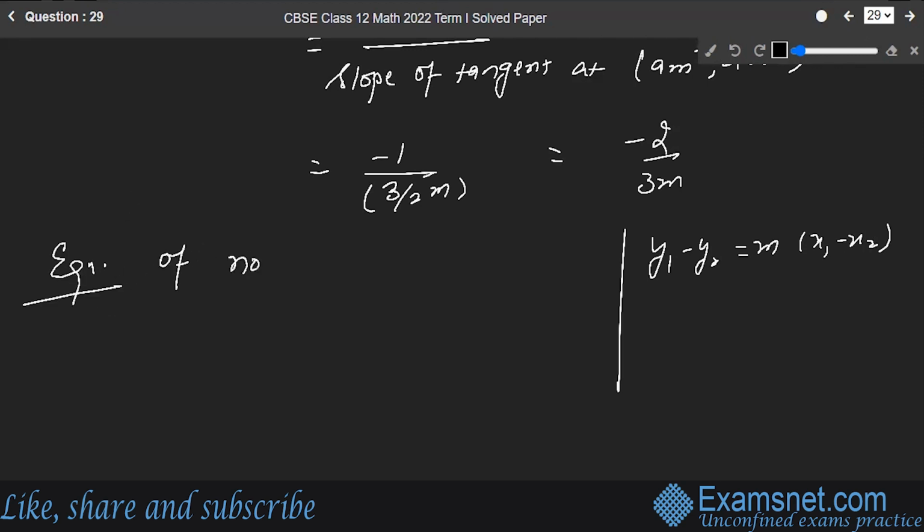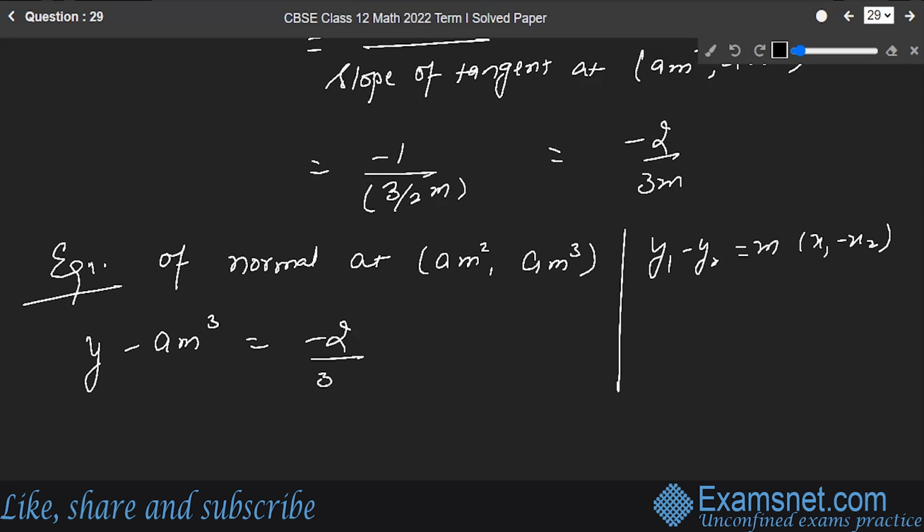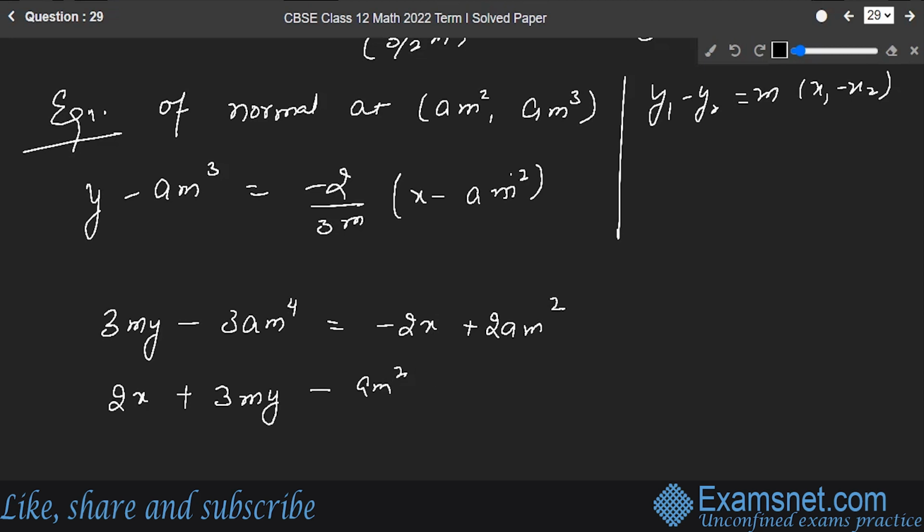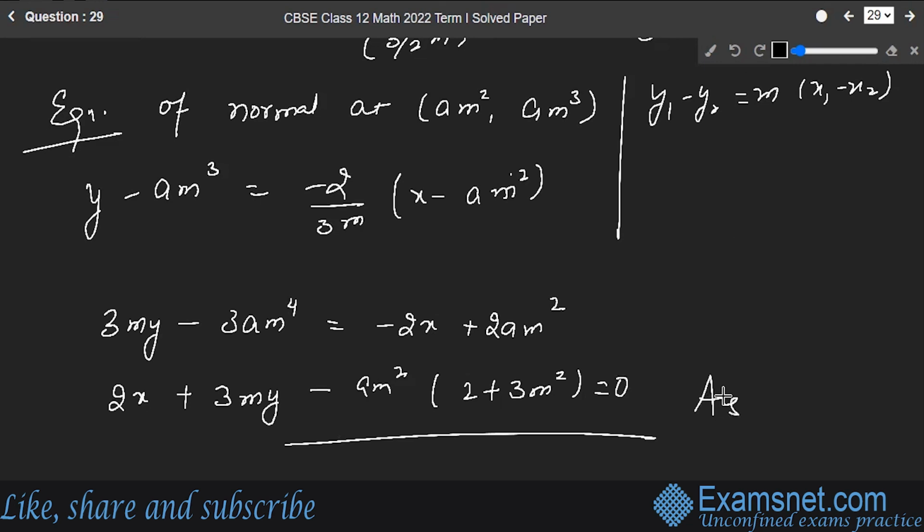So the equation of the normal at (am², am³) is given by y minus am³ is equal to -3 upon 2m into x minus am², which makes it 3my minus 3am⁴ is equal to minus 2x plus 2am², or 2x plus 3my minus am²(2 plus 3m²) is equal to 0. This is the answer to the question.